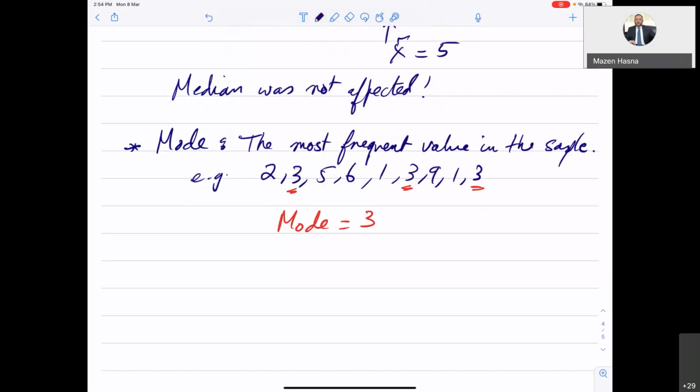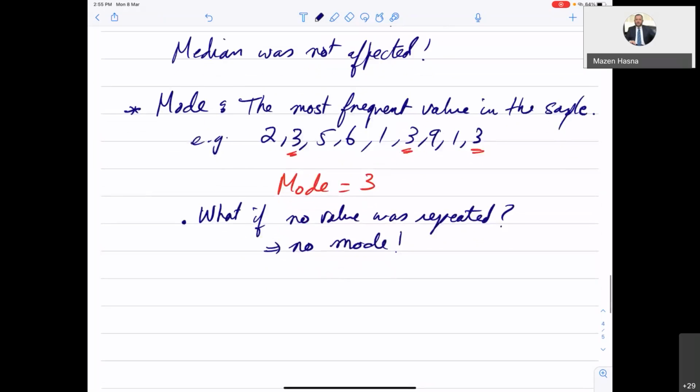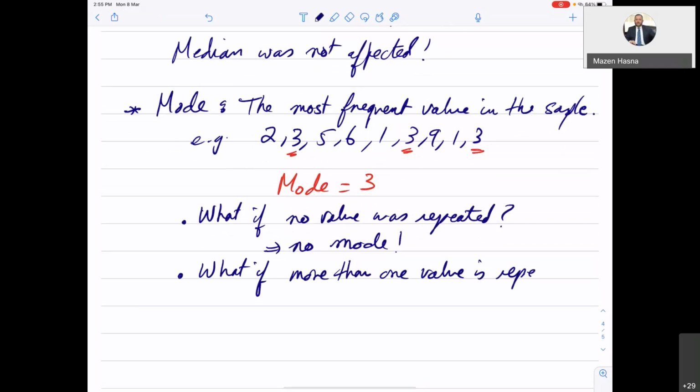So very simply, the mode will give you the typical observation, the typical data in your observations. Someone might ask, what if no value was repeated? Simply, there is no mode. What if more than one value is repeated the same number of times?